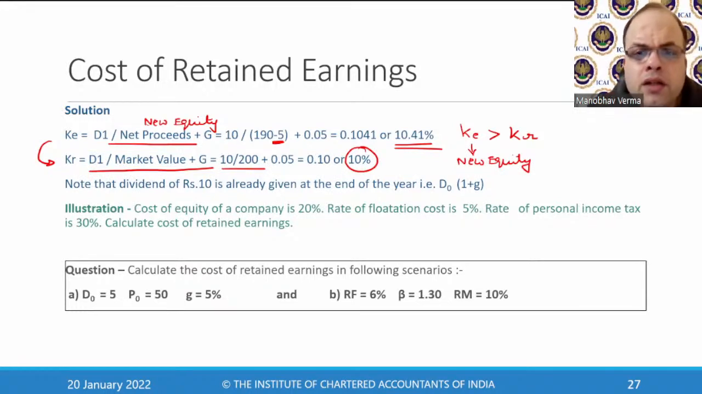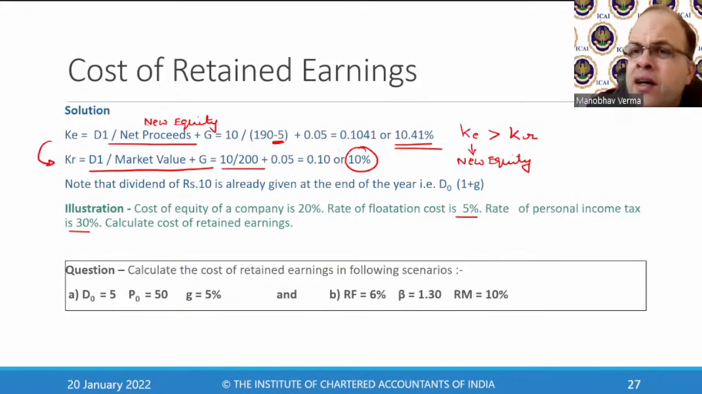Great. So another thing, they're talking about another illustration. They're saying that the cost of equity of a company is 20%, the rate of flotation cost is 5%, and personal taxes are 30%. If they are giving you the flotation cost and the tax rate, that means you are talking about a situation of cost of retained earnings.